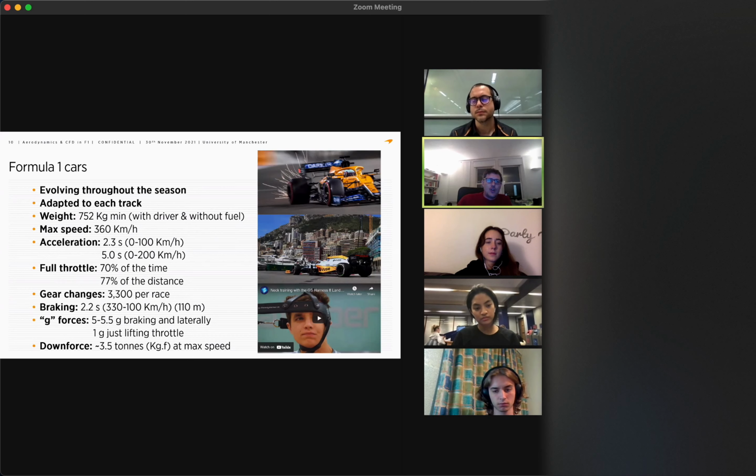The weight of the car is only 750 kilos, with driver but without the fuel. And in comparison, we generate up to, let's say 3.5 is a good estimate, tons of downforce at max speed, right? So we're generating more than 3 times the weight in terms of pure downforce. The max speed is around 360 kilometers per hour. And yeah, there are a few additional numbers there.